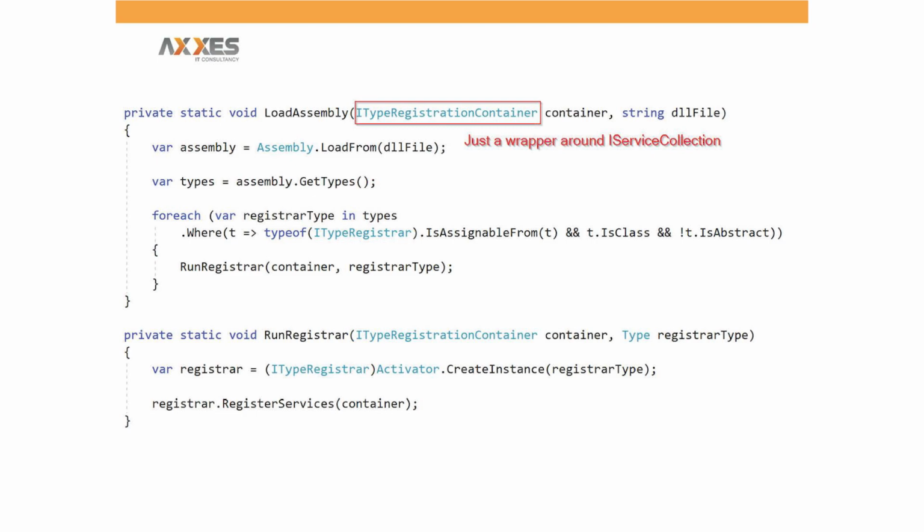So for the DI container, I just wrote a simple interface around the type registration stuff, the service collection. And then I'm just going to scan all of the assemblies. And eventually here at the bottom, I will just find all the registrars, and I will create them, and I will run the register services on that. And it's as simple as that. And every assembly that implemented that type registrar that I have there, all those types will neatly get registered in my central DI, and we're good to go.